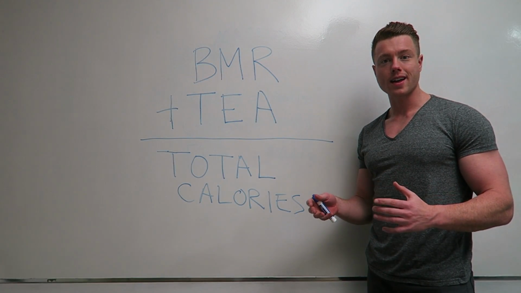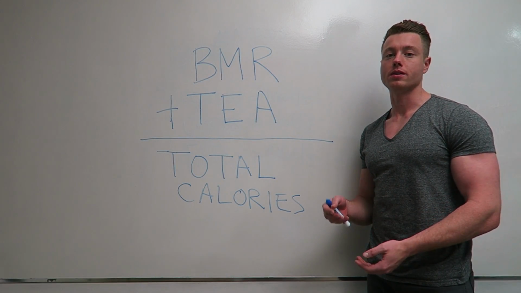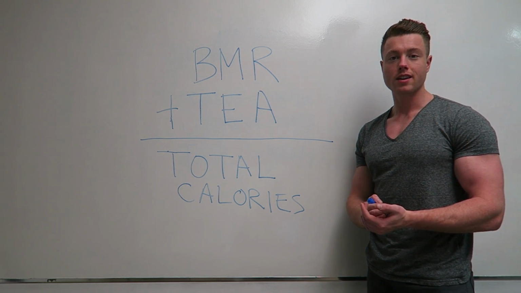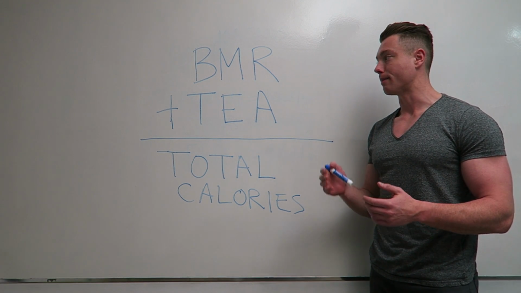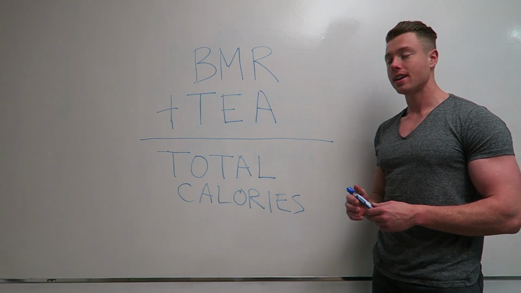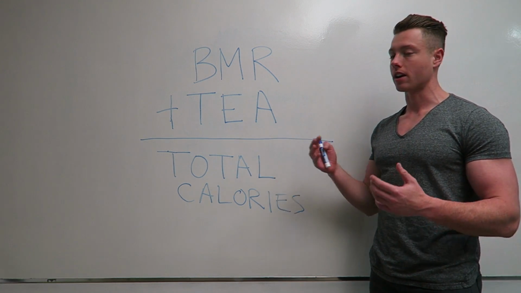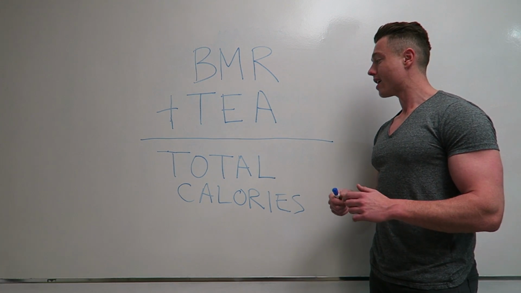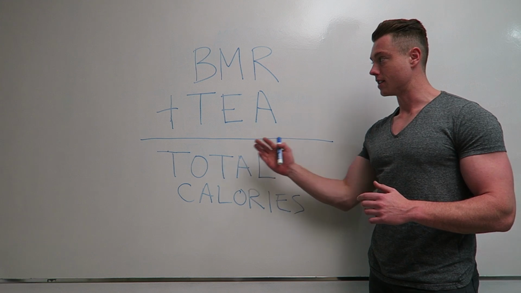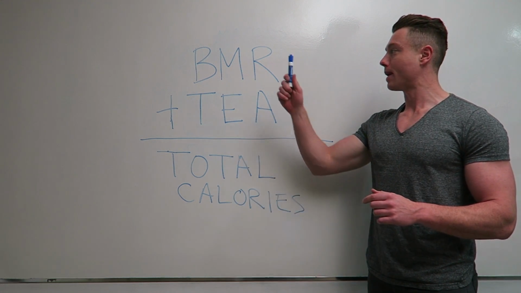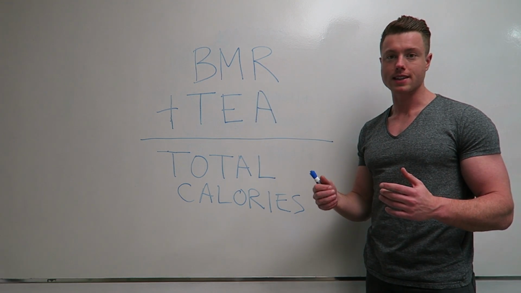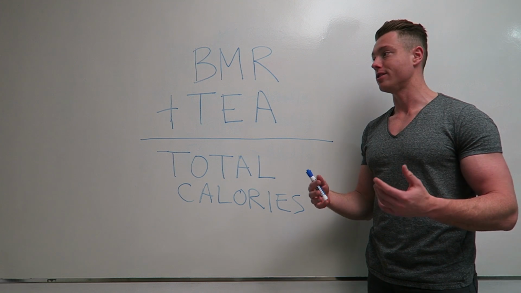Alright, so if we want to calculate the macros that we want to bulk or cut, we need to first calculate the macros, or total calories, that we need to maintain our current body weight. So to get our total calories for the day, we got to calculate our basal metabolic rate, which is basically the calories that we need just to survive.